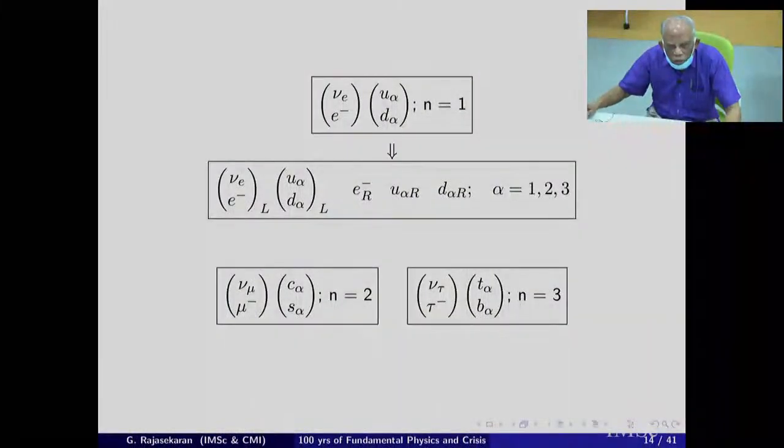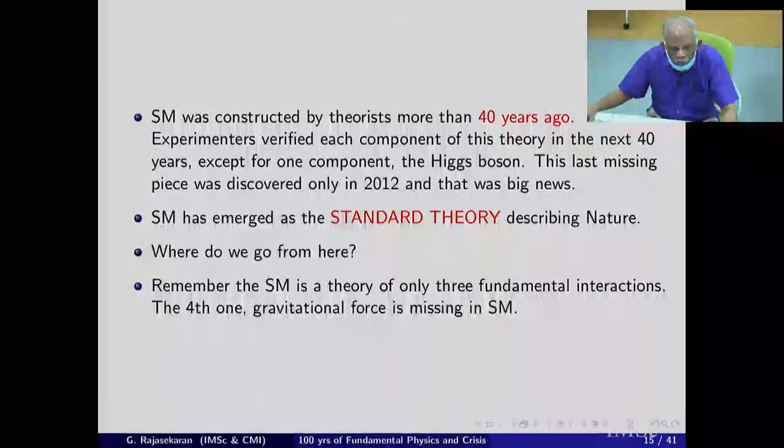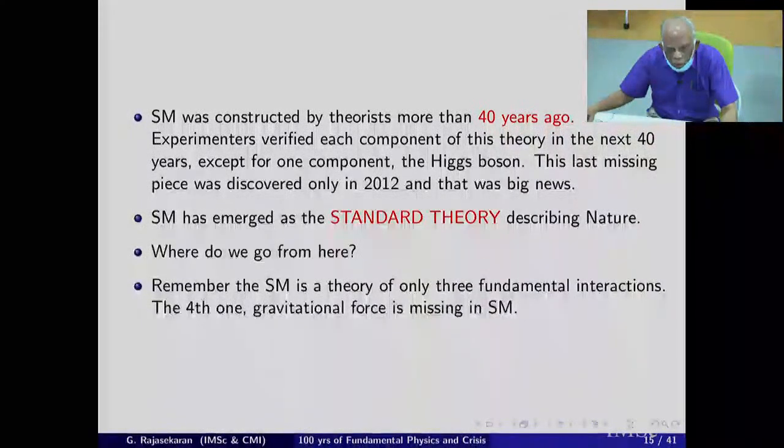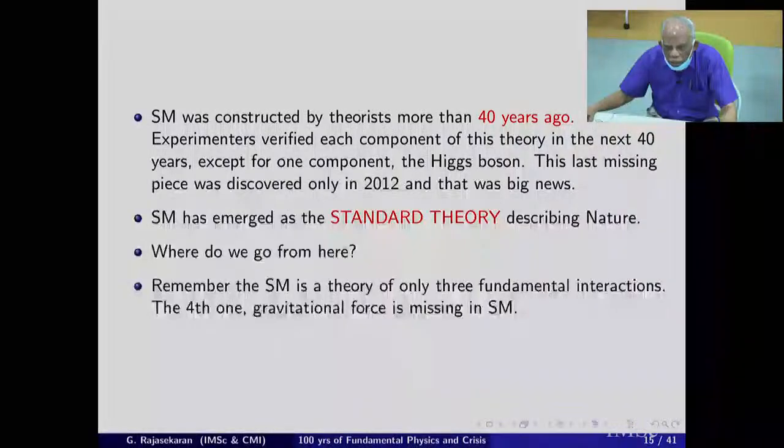So the standard model, which I have described now, was constructed by theorists more than 40 years ago. Experimenters verified each component of this theory in the next 40 years, except for one component, namely the Higgs boson. This last missing piece was discovered only in 2012, and that was its importance. The standard model emerged as the standard theory describing nature.